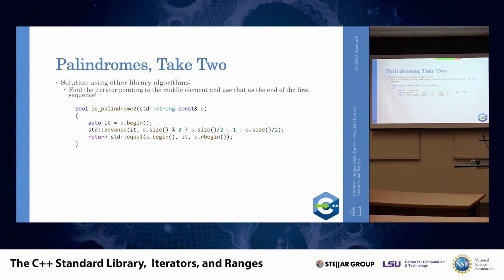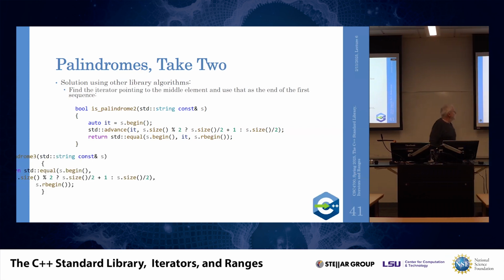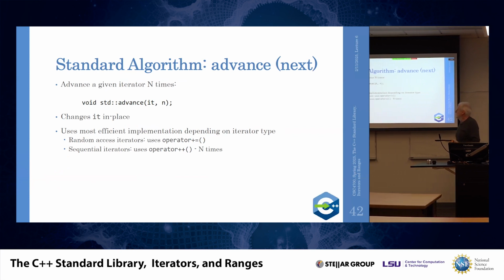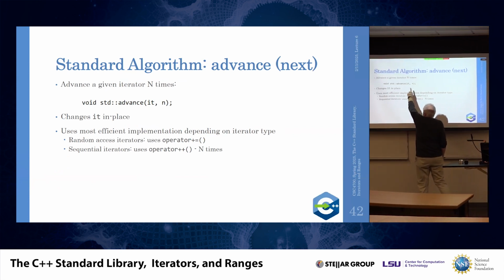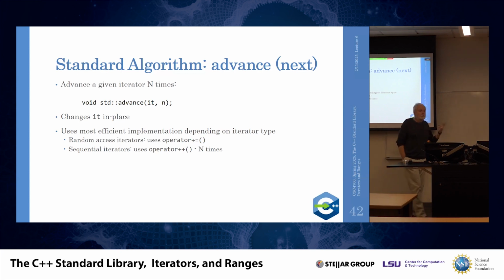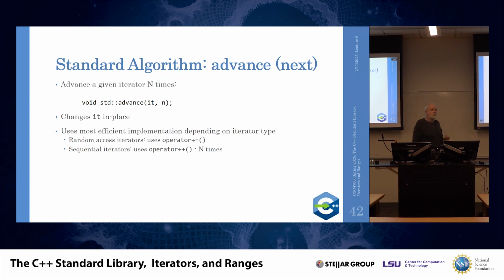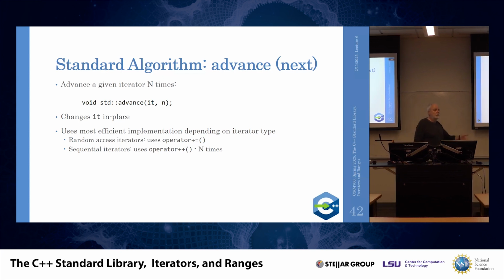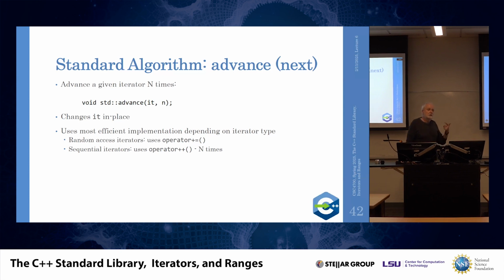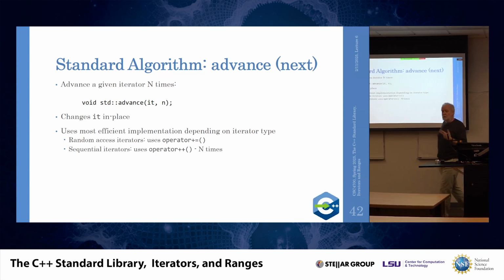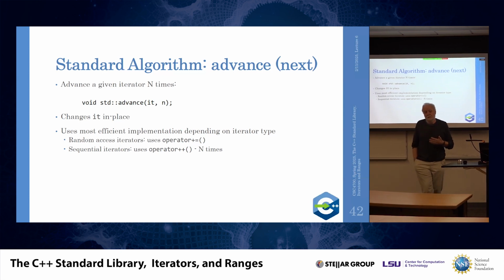I'm using advance for that. The reason is that advance knows what type of iterator it is being applied to. If it's being applied to a random access iterator, it will do plus equals n. But if it's applied to something else, it will use a loop and will increment the iterator n times, because other iterators don't support plus equals n. So advance is another algorithm that is specific and knows what iterator types it works with and can be optimal for any given iterator type.